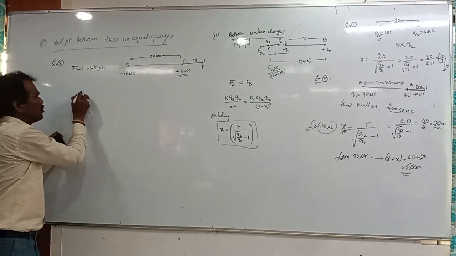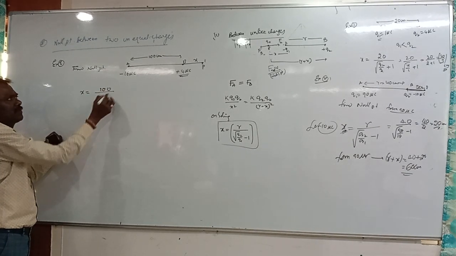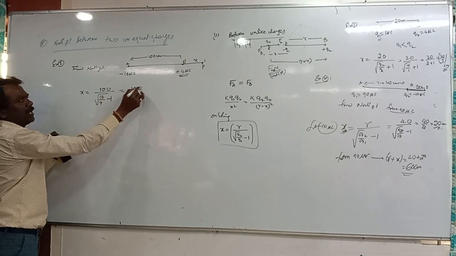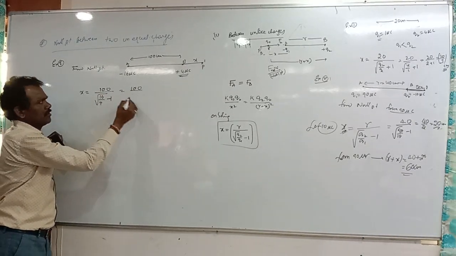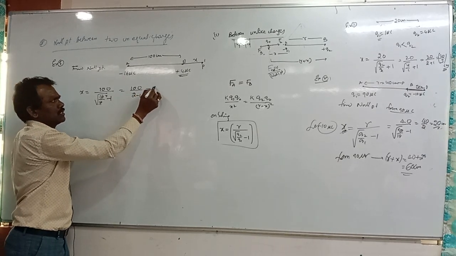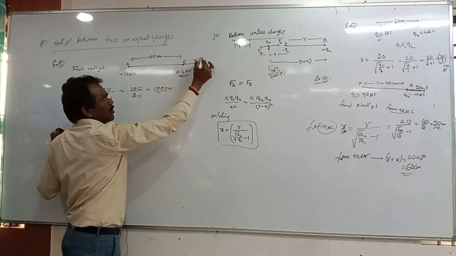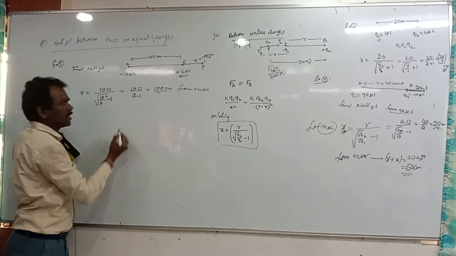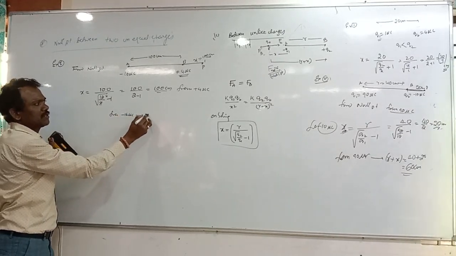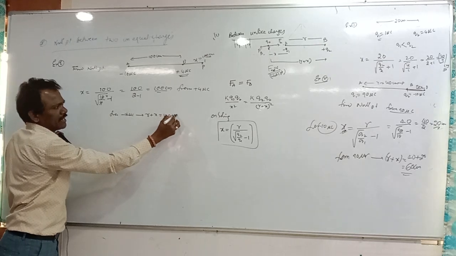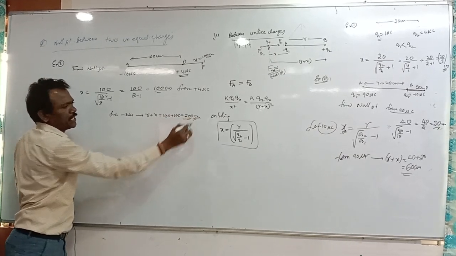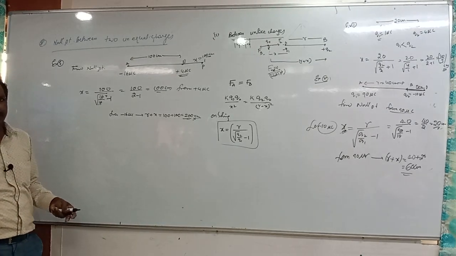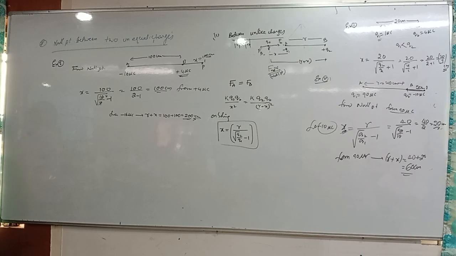And x is equal to, you can write, 100 divided by under root of 16 by 4 minus 1. 100 by 4 under root is 2, minus 1 means 1, so 100 centimeters. x is equal to 100 centimeters from plus 4 microcoulomb, and from minus 16 microcoulomb it is r plus x, 100 plus 100, 200 centimeters. Okay. Right.